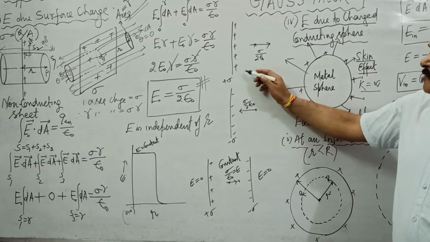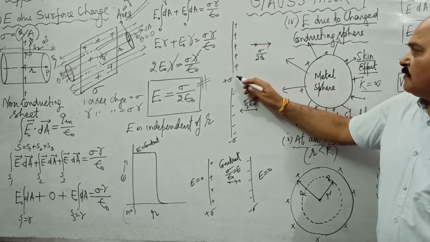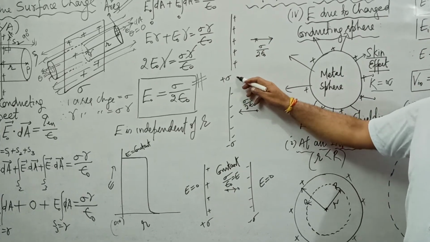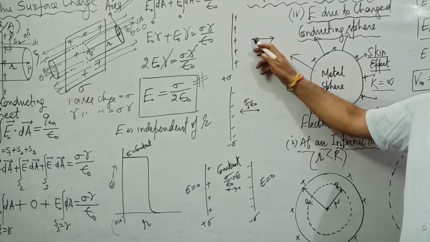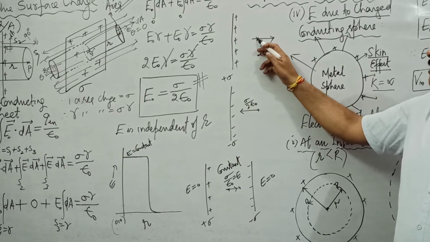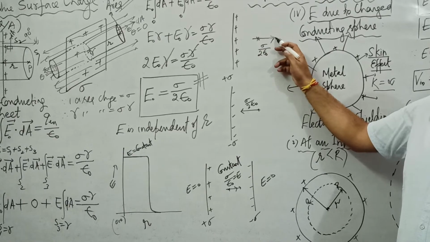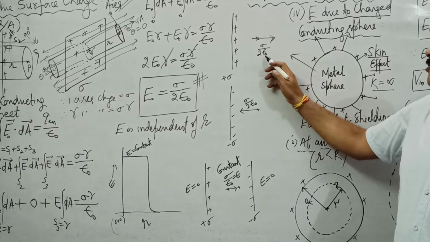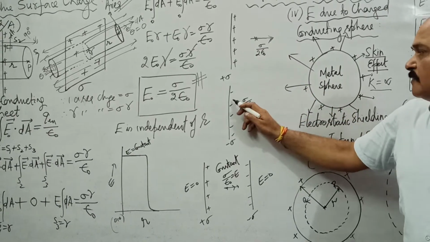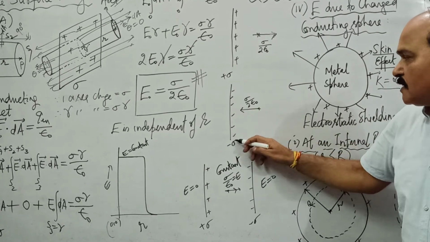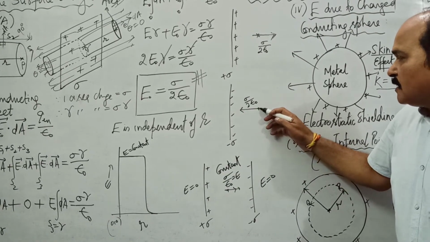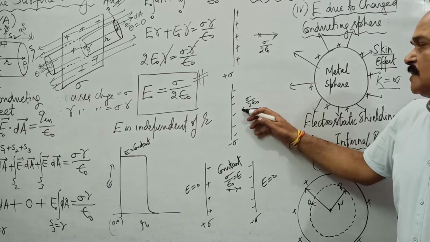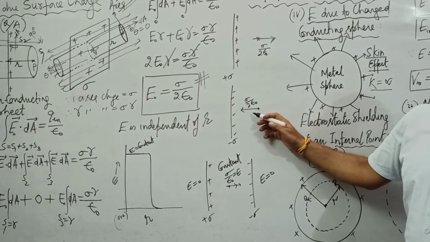Well, the result can also be written like this. This is a surface charge distribution having plus sigma surface charge density. Electric field intensity is normally away from the charge at any point close to it, and the value is sigma upon 2 epsilon naught. And if the surface charge distribution has negative charge, then the electric field vector is normally towards the charge, and the value is sigma upon 2 epsilon naught.